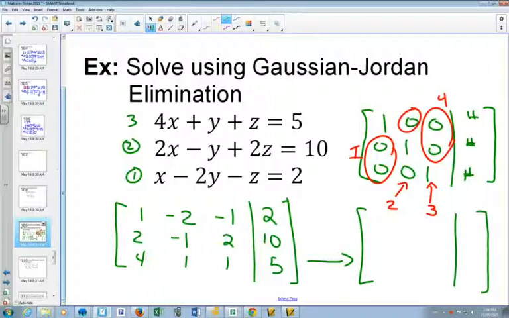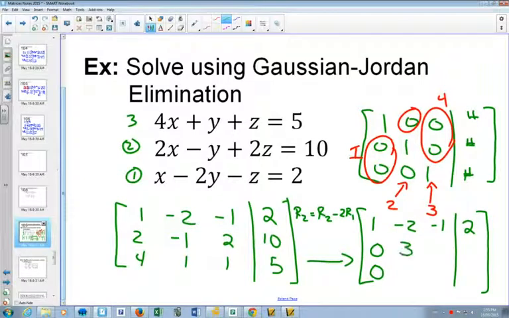I'm not going to change my row 1, so I'll rewrite it. I want to get these zeros first. So I'm going to have to change row 2. Can you see that if you took row 2 and subtracted 2 row 1s, that would get you a 0 there? If we did that further, we would get a 3 here. 2 plus 2 would be 4 here. 10 minus 4 would be 6.